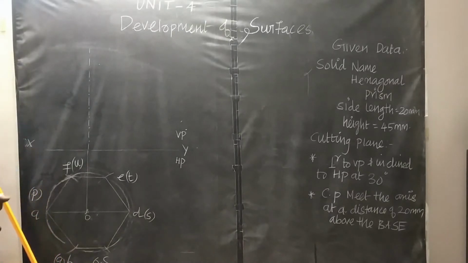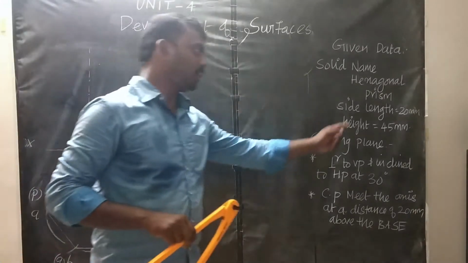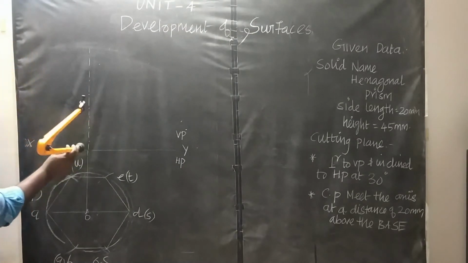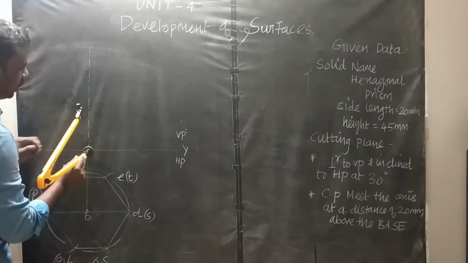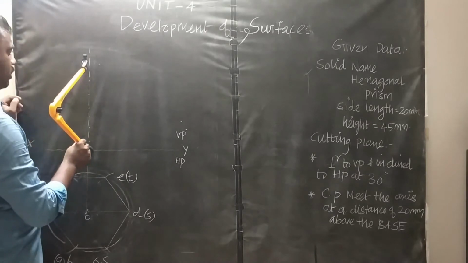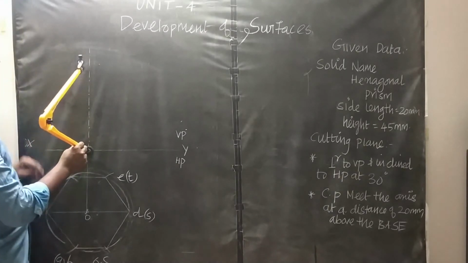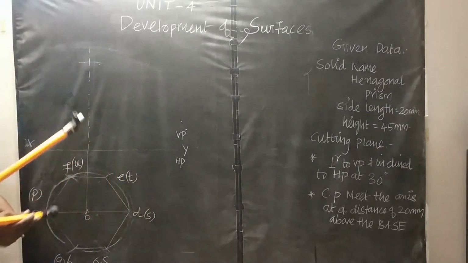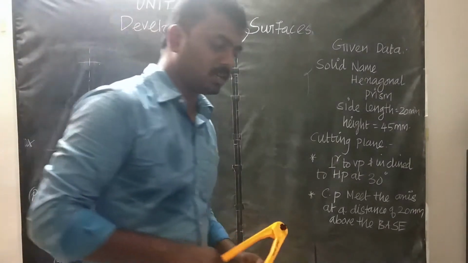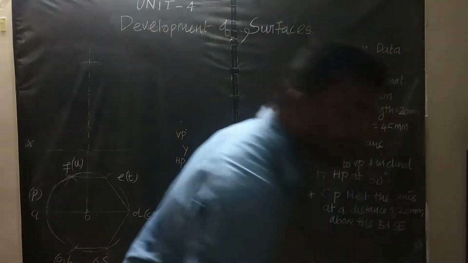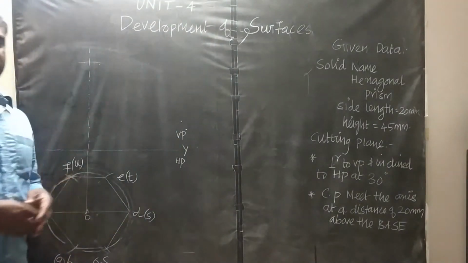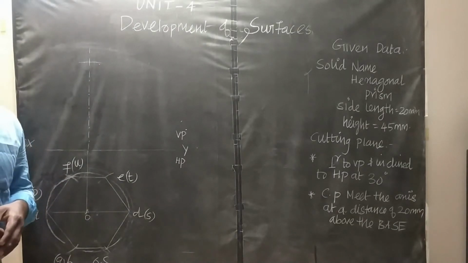Okay, now come to the next statement. Here the height is 45 mm. Take 45 mm using your compass. The point on XY is the center. Then with 45 mm, make one arc on this vertical line. After that, in your front view, this prism appears as a rectangular shape.